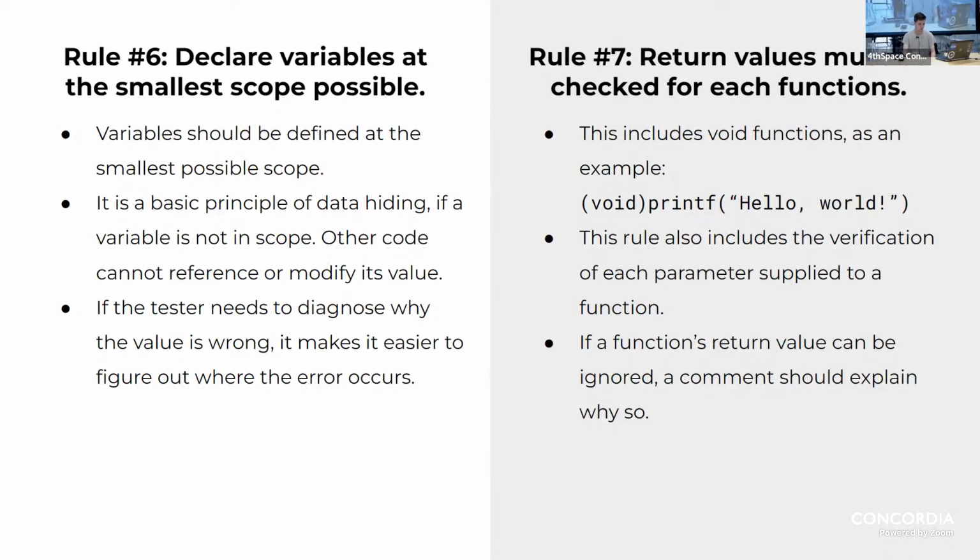Rule number 7 of the power of 10, we're getting towards the end here. Return values should always be checked for every function. That includes functions that you don't really need to get the return value. A good example of that, well, at least a simple example of that most people can understand, is the printf function. Now, you don't need any return code from that, because if it didn't succeed, if something went wrong, you just didn't print anything to the console, right?